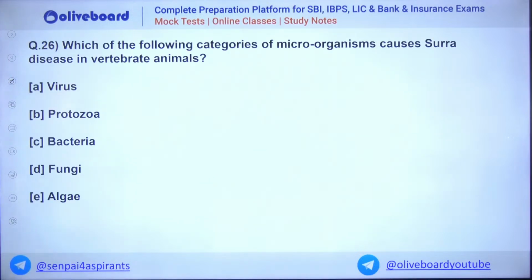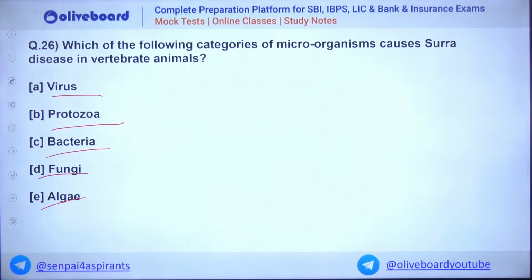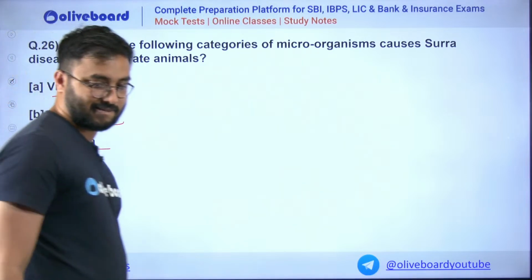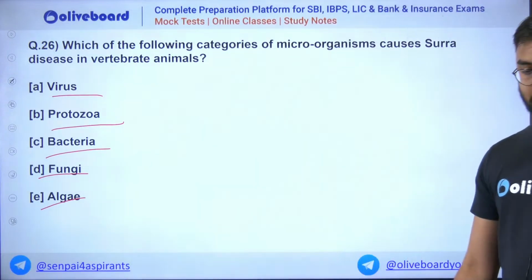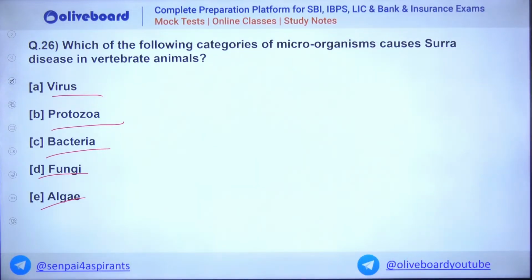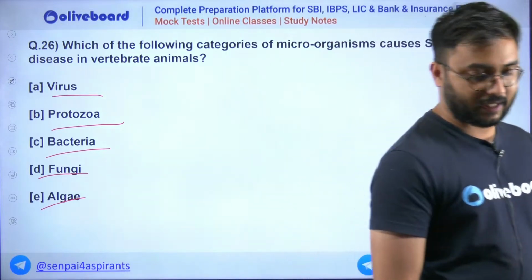Which of the following categories of microorganisms causes Surra disease in vertebrate animals? Virus, protozoa, bacteria, fungi, algae. Answer, guys.